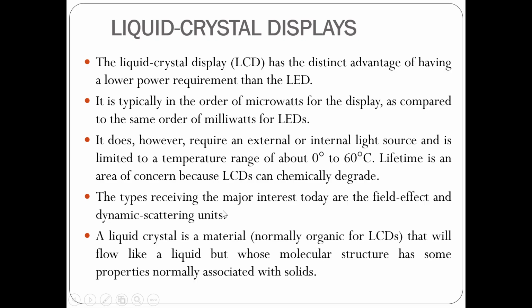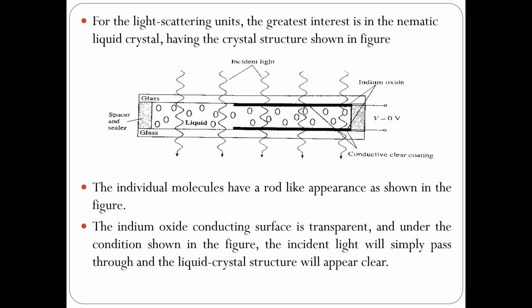The types receiving the major interest today are the field effect and dynamic scattering units. A liquid crystal is a material, normally organic for LCDs, that will flow like a liquid but whose molecular structure has some properties normally associated with solids. So this is the LCD basic structure. Here we have the liquid, the incident light, and the indium oxide.